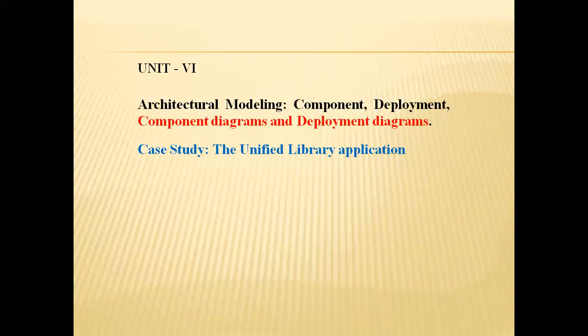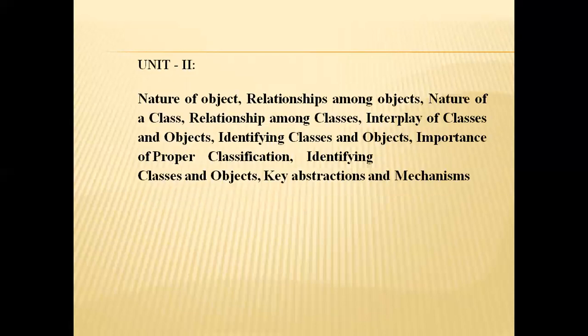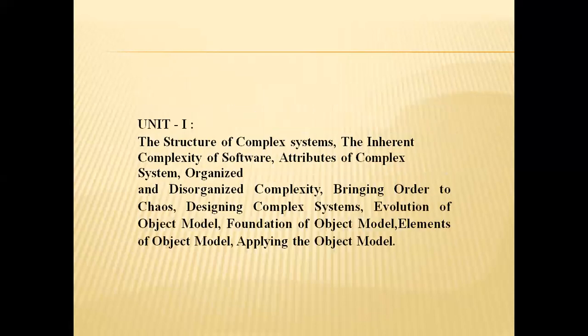So there are six units in your syllabus. First, in the first unit, we represent the complex system. What is the structure of the complex system? And next, what are the attributes of the complex system and the organization of the complex system?